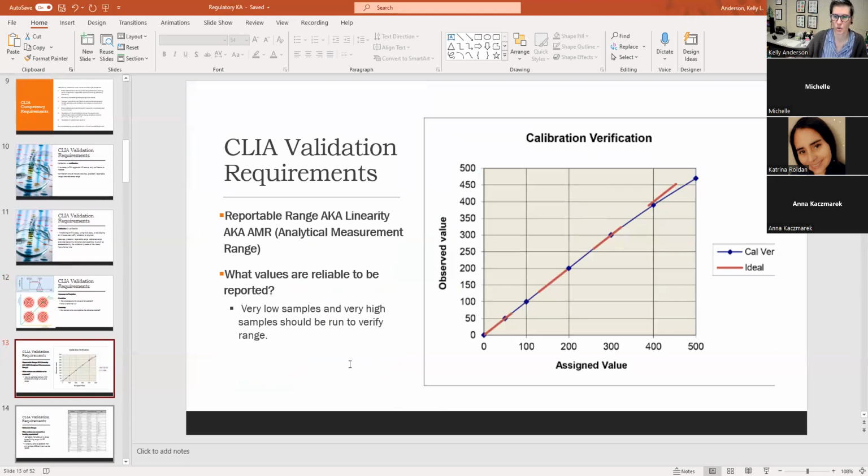So reportable range, or in chemistry, we say AMR, analytical measurement range, or linearity. This is basically, you're going to run a bunch of known samples, which are usually calibrations. And when you plot those results, you want them to be a very tight line. But at some point, it's going to drop off. It's going to be too dilute, or it's going to be too concentrated. So by running validation or calibration, you are establishing your reportable range. So it's basically, what range is your result accurate? Can you report it? So you want to test very low samples and very high samples to verify that your range is good.